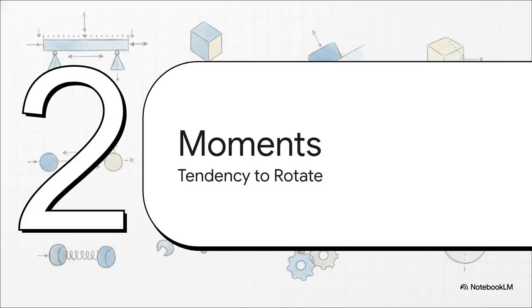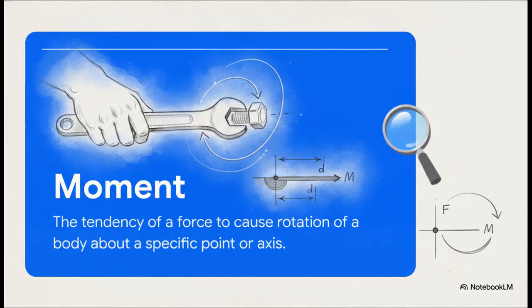Which brings us to section 4, moments, and the tendency to rotate. Up until now, we've just been talking about pushes and pulls and straight lines. But what happens when forces don't push straight and actually cause an object to spin or bend? That's where we get a moment. A moment is simply a measure of the tendency of a force to cause rotation around a specific point. If you've ever used a wrench to tighten a bolt, you have applied a moment.